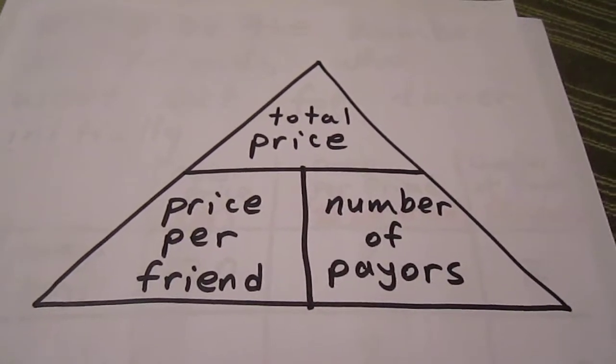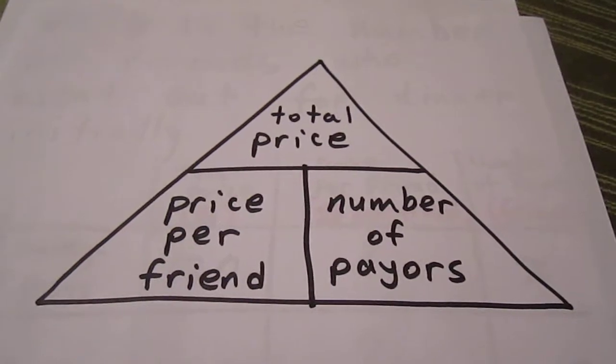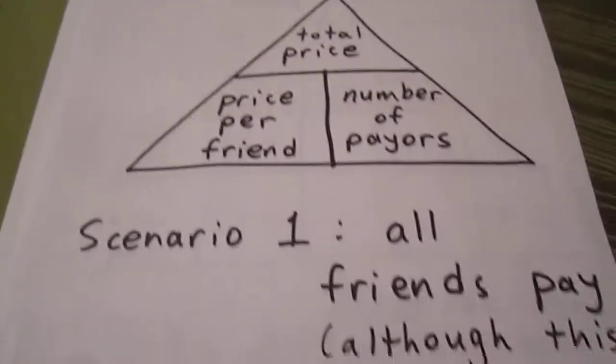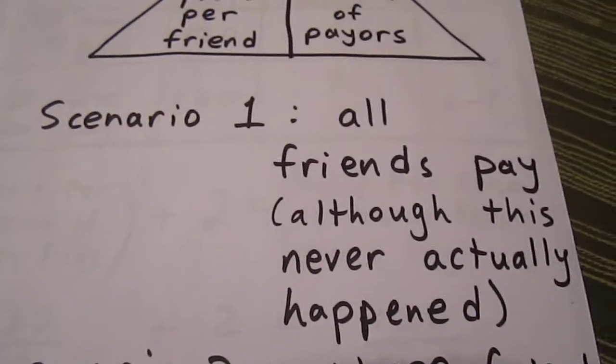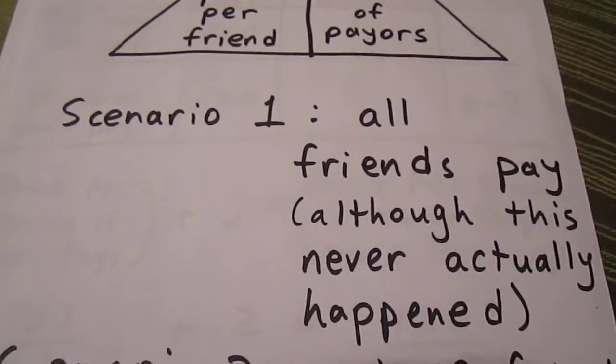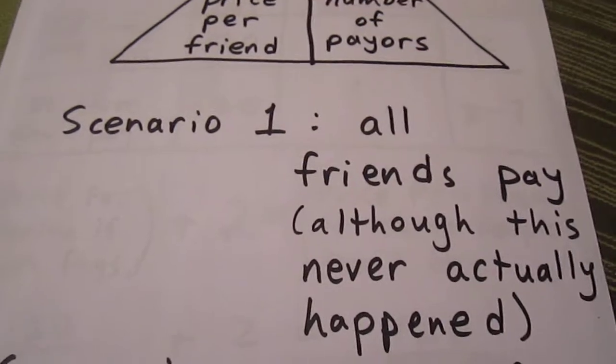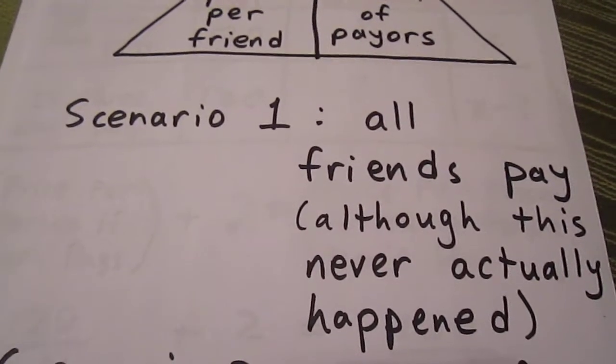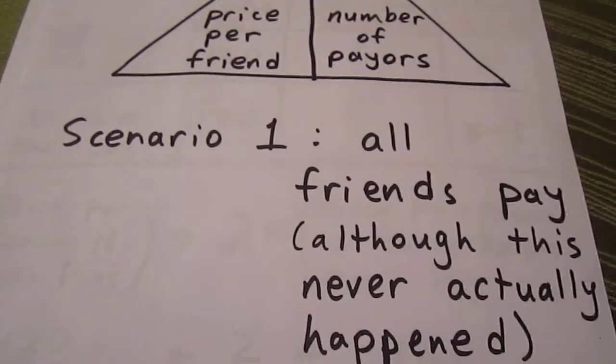Now, we also want to know what our 2 scenarios are. In this case, scenario 1 is the scenario where all friends pay. And what's interesting about this question is scenario 1 is a scenario that never actually happened. It isn't true that all friends actually paid.